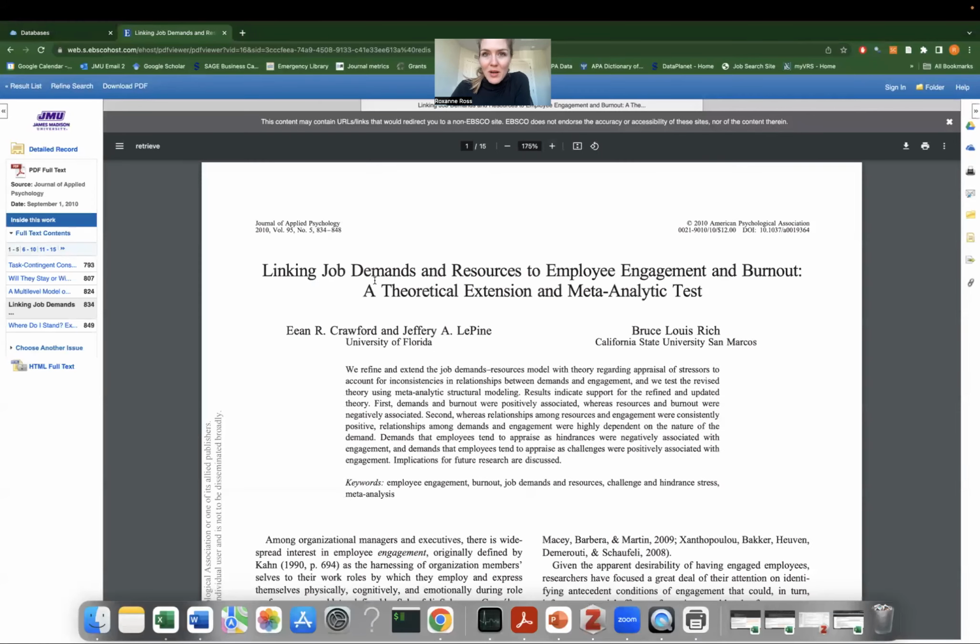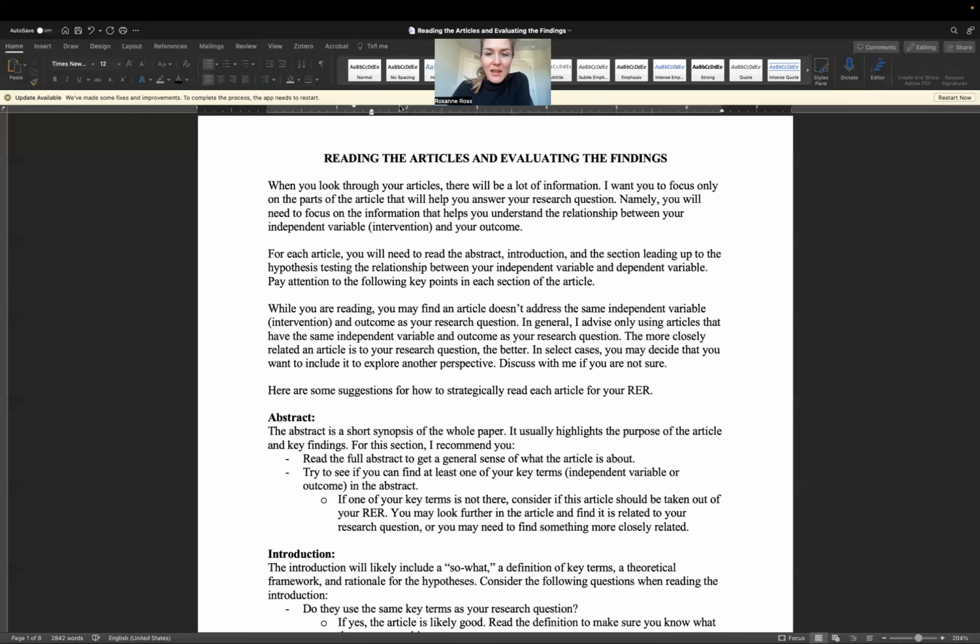Anyway, when you're reading your articles, this page, this handout, will tell you all of the important things that you need to look for in each section. There's going to be terms you don't know. There's going to be things that seem a little bit complicated. Don't worry about that. We'll just look at the most important parts of the article.